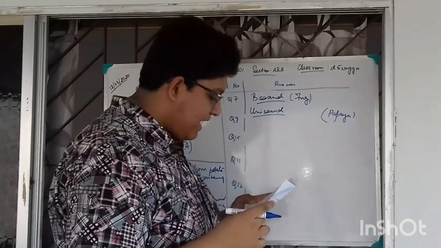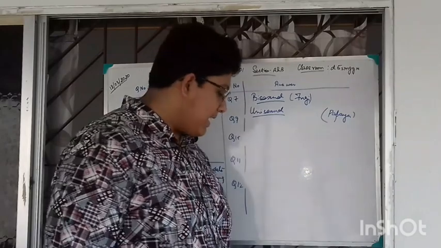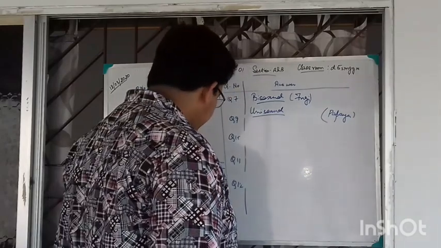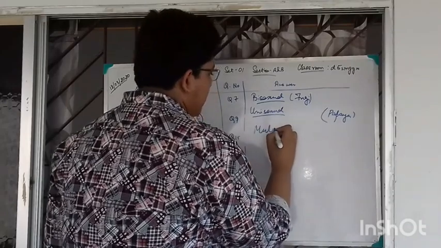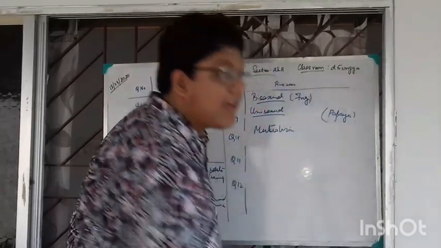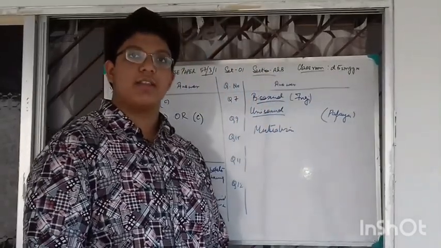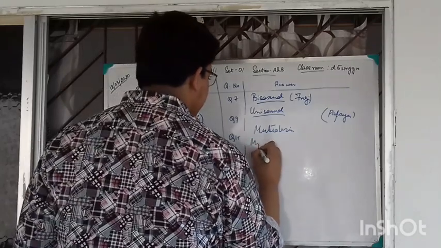Next, question number 10. Mention the kind of interaction mycorrhiza exhibits. The kind of interaction that mycorrhiza exhibit with plants is mutualism. What is mutualism? Mutualism is a kind of interaction shown by two organisms where both the organisms are equally benefited. What is the benefit?